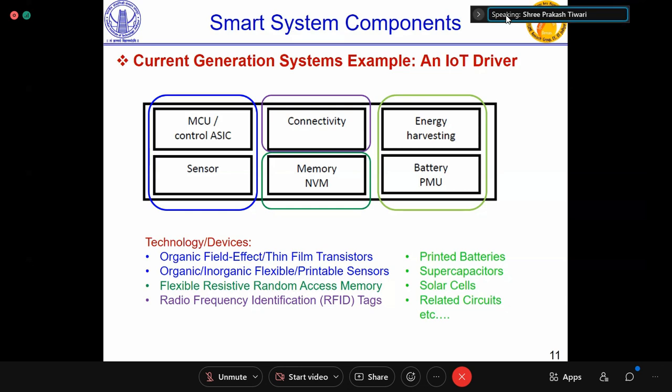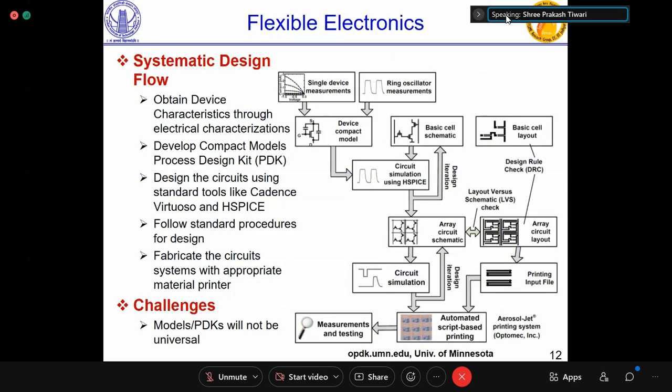electronic systems. And this is just one IoT driver, but I'm saying any smart system should have these 6 components essentially to make it smart, where it can be energy autonomous, it can be movable, it can be handheld, but it has to have an ASIC and MCU, it has to have some sensing element, it has to have connectivity so that data can be transferred. And devices could obviously be printed batteries, supercapacitors, solar cells, and related circuits. And then obviously transistors, sensors, RFID, and RFID is again a radio frequency based antenna and tag. So these systems could be very useful.